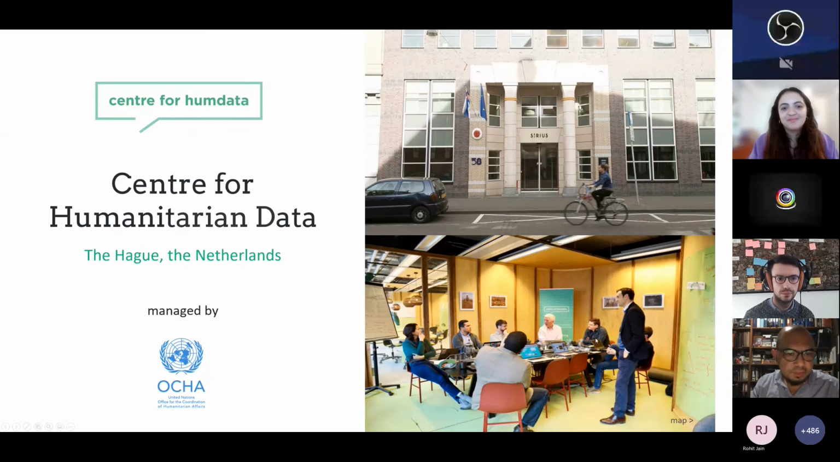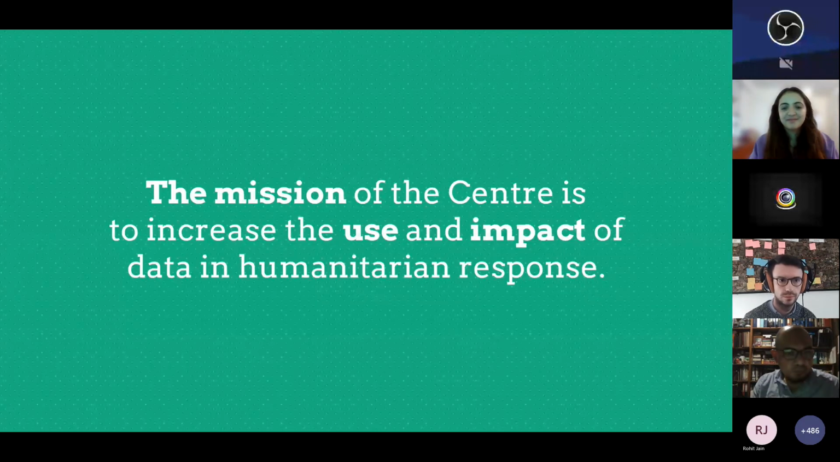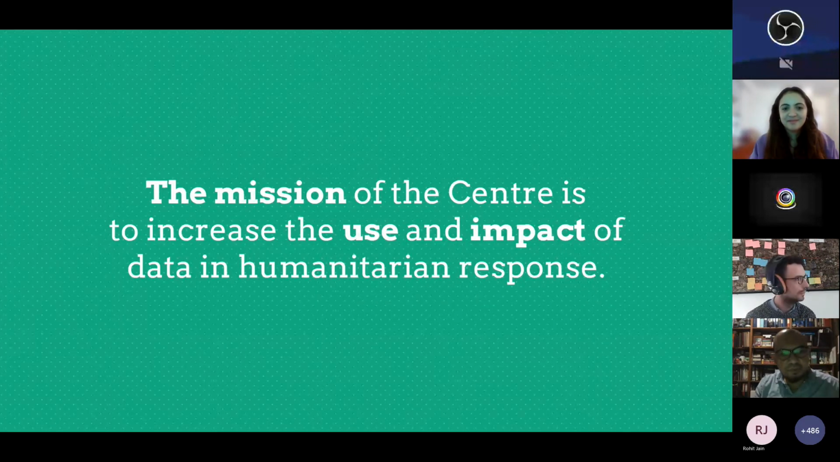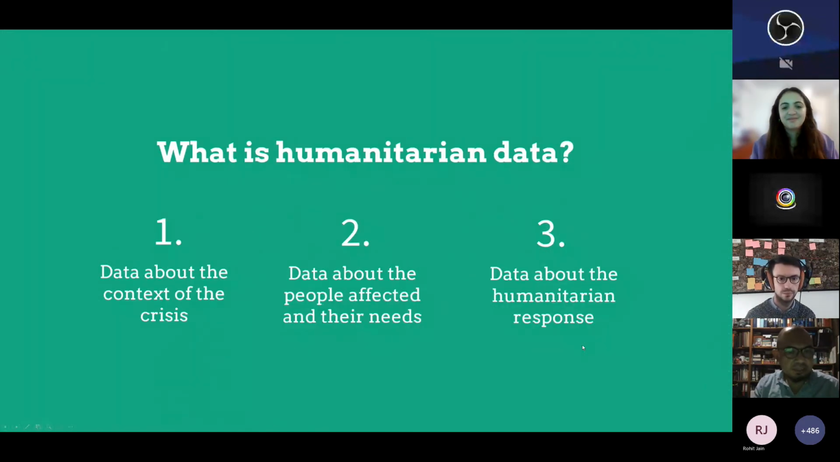The Centre for Humanitarian Data is based in The Hague and managed by OCHA. So we are part of the United Nations Office for the Coordination of Humanitarian Affairs. The mission of the Centre is to increase the use and the impact of data on humanitarian response. So we are focusing on collecting data related to humanitarian crises.